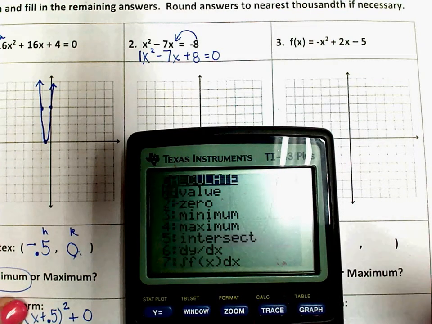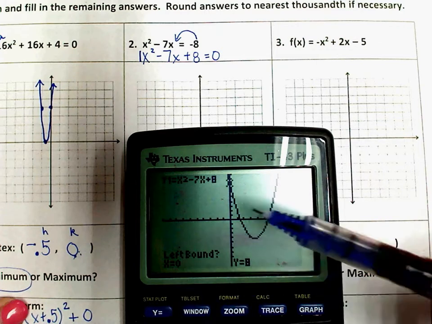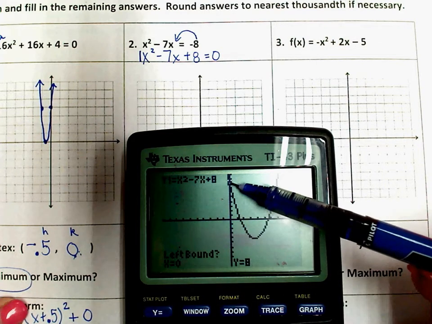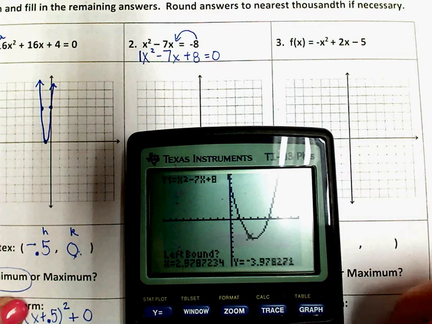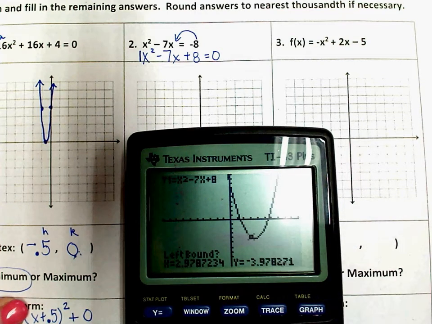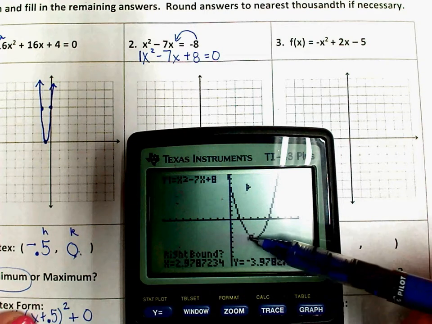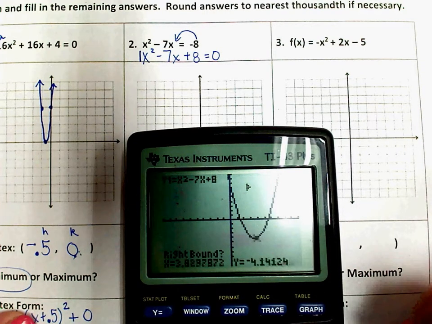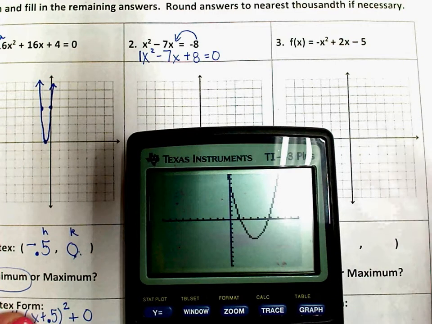So second trace, minimum. It's asking me where I would like my left boundary set. Right now my cursor is at 0, 8. If you look closely, you can see it right there blinking. As I move my arrow, you can watch it move. And I just want to get it close to the left-hand side of the vertex and hit enter. And when I do, it asks me where I would like my right boundary, which will be on the right-hand side of the vertex. Enter. When it says guess, I'm going to hit enter one last time.